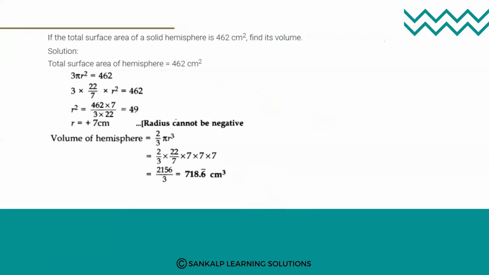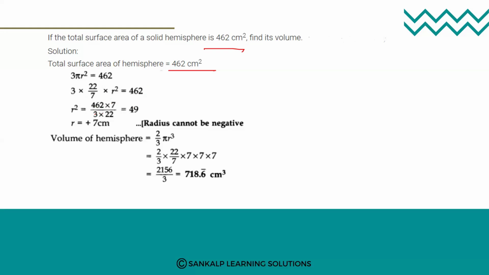So this question is for 2 marks. If the total surface area of the solid hemisphere is 462 centimeter square, find its volume. Total surface area of the hemisphere, that is 462 centimeter square. So total surface area of the hemisphere is 3 pi r square. That's equal to 462. 3 into pi value is 22 divided by 7, and r square is equal to 462. Now transfer all this value to this side. So if you transfer 7 to this side, then it is 462 into 7 divided by 3 into 22.